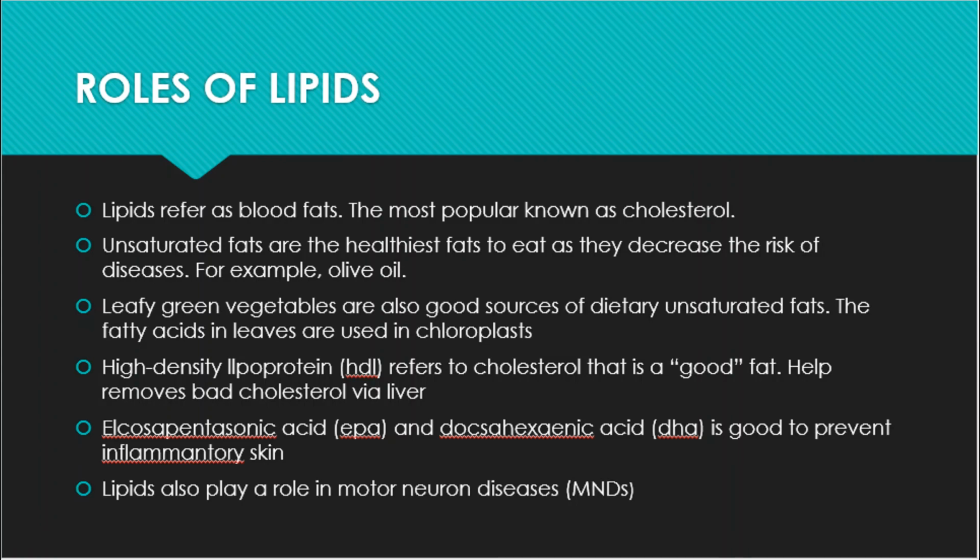The fatty acids in leaves are used in chloroplasts. High-density lipoprotein (HDL) refers to cholesterol that is a good fat. It helps to remove bad cholesterol via the liver. Eicosapentaenoic acid (EPA) and docosahexaenoic acid (DHA) are good to prevent inflammatory skin conditions. Lipids also play a role in motor neuron diseases (MNDs).